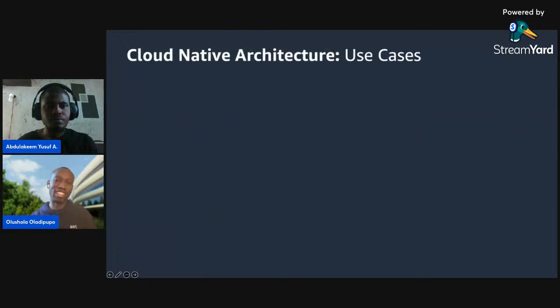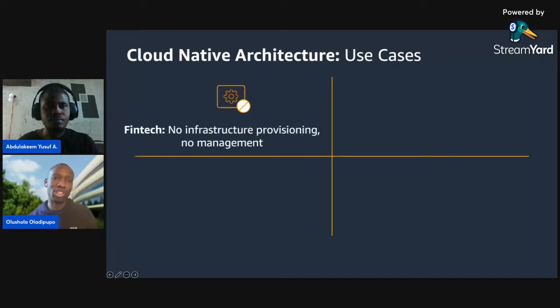Right. So having said that, let's take a look at some of the use cases of a cloud native architecture. What are some of the things that we are seeing in the market of how companies and organizations are using cloud native? Number one that I have here is fintech. In fintech, financial technology companies, an example in Nigeria is Paystack and Flutterwave, that we can relate to.